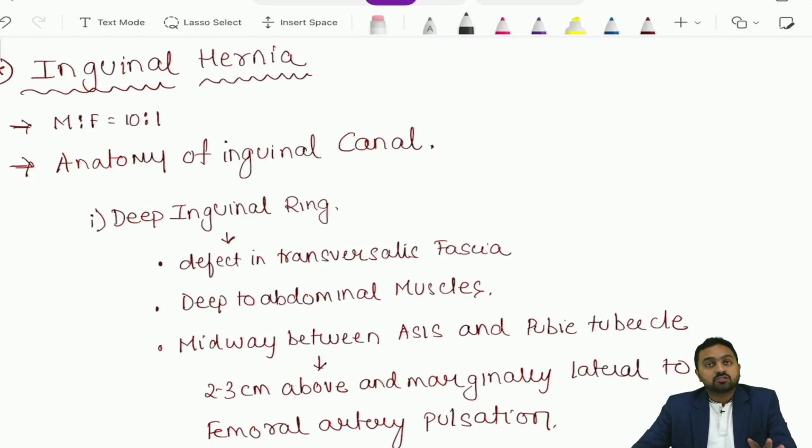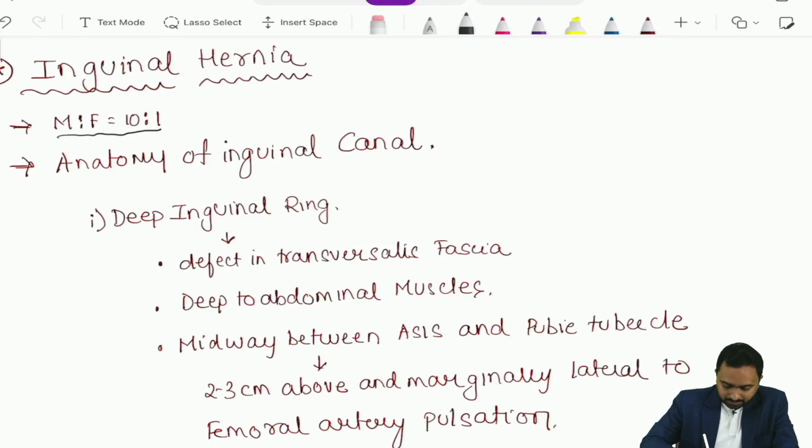Inguinal hernias. It is much more common in males compared to females, with a ratio of 10:1. Now before we go for the discussion of inguinal hernia, let's understand the anatomy of the inguinal canal in form of some salient basic points.